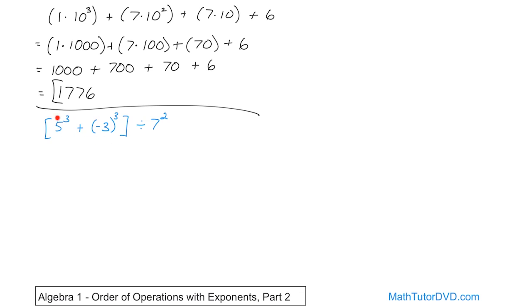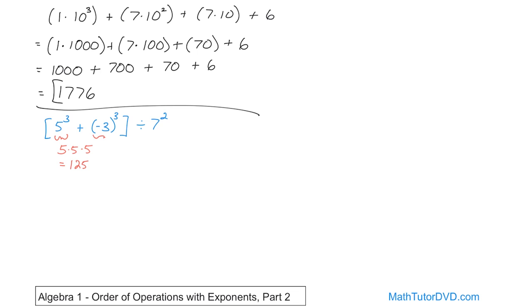So here we have some exponents going on, but then we also have addition. What comes first? Well, addition always comes dead last. So we have to deal with these exponents first. So 5 cubed is 5 times 5 times 5. 5 times 5 is 25. Times 5 more is 125. So the 5 cubed comes out to 125.